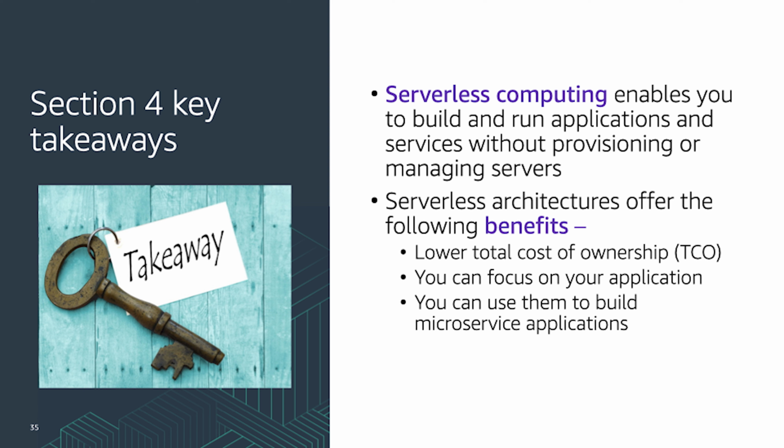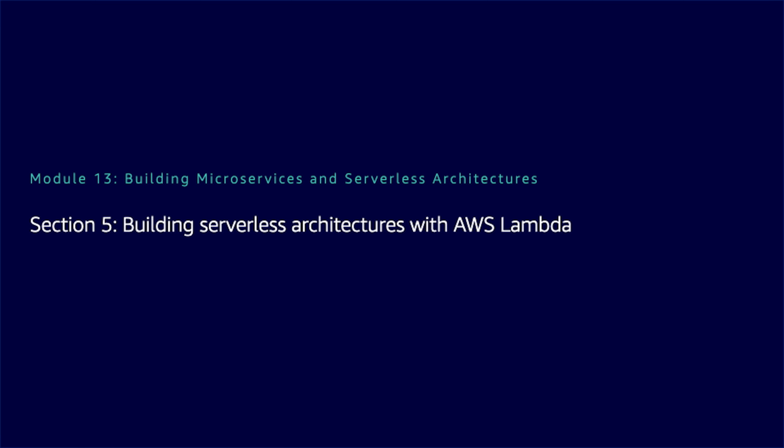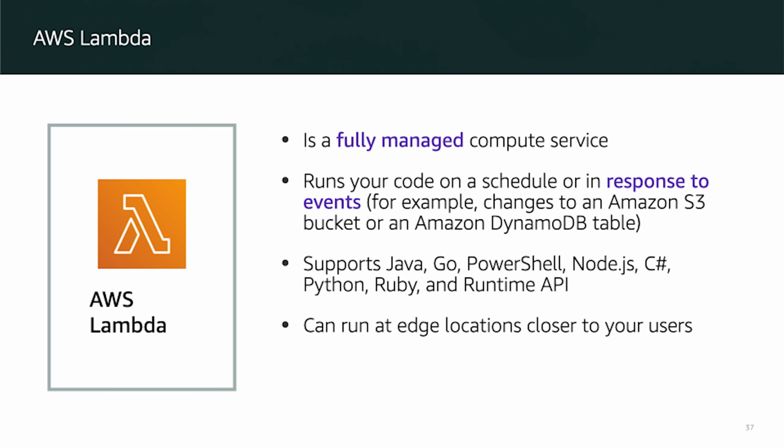AWS Lambda is a fully managed compute service that runs your code in response to events and automatically manages the underlying compute resources for you. Lambda runs your code on a high availability compute infrastructure and performs all administration of the compute resources, including server and operating system maintenance, capacity provisioning, automatic scaling, code monitoring, and logging. AWS Lambda natively supports Java, Go, PowerShell, Node.js, C#, Python, and Ruby code, and provides a runtime API that enables you to use any additional programming languages to author your function.